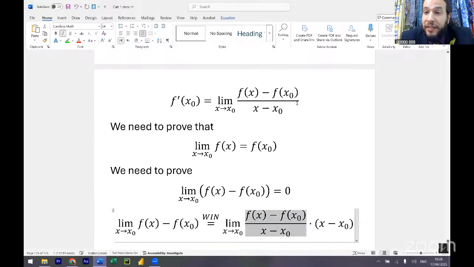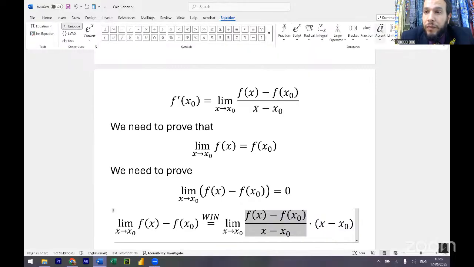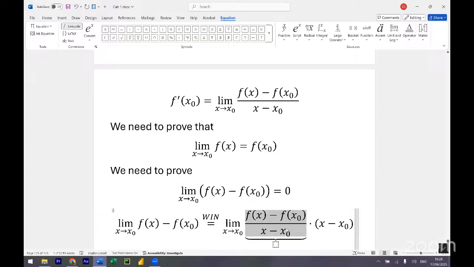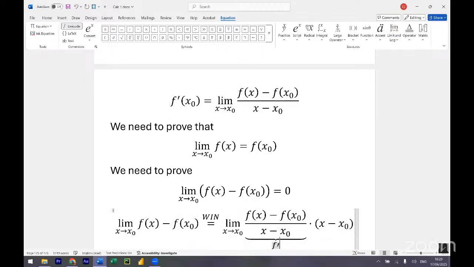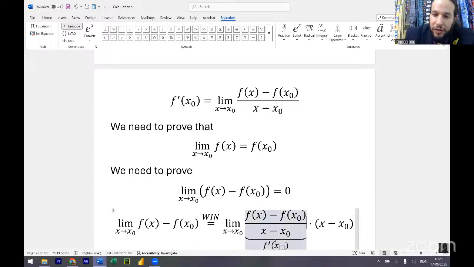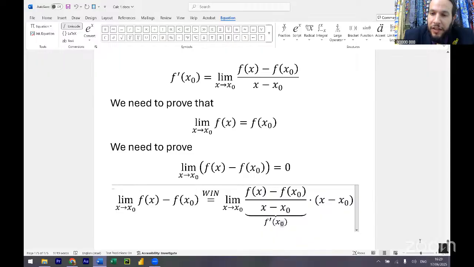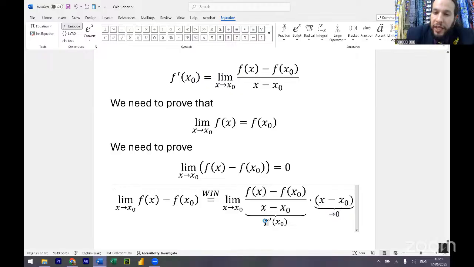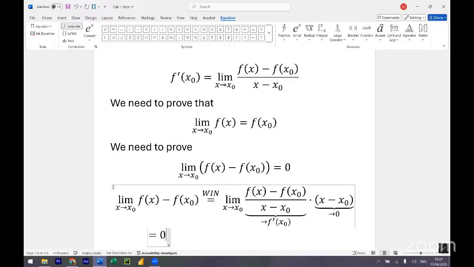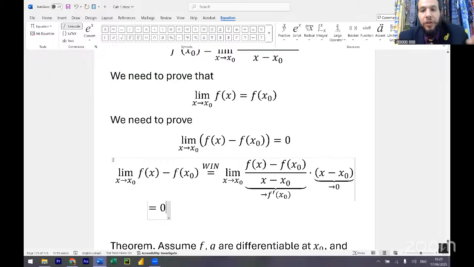Where does this tend to? The f of x minus f of x0 over x minus x0 is the derivative, and it is known that it is finite. So this is some finite limit. Where does this tend to? 0. So any finite number times 0 is 0. That's the proof. Okay, short, nice proof.